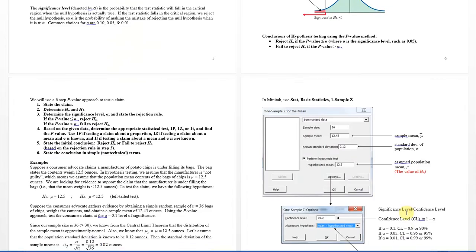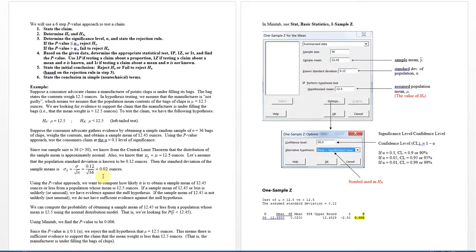So again, here are your 6 steps to approaching a claim. We use 6 steps when it comes to doing a p-value hypothesis test. There are other ways to do this, but we're going to do the p-value one. If you go on to take stats 2, you'll see some other ones. So first we state our claim, we determine our null and alternative hypothesis, we determine our significance level, which is usually given to us, and make sure we're aware of what the rejection rule is.